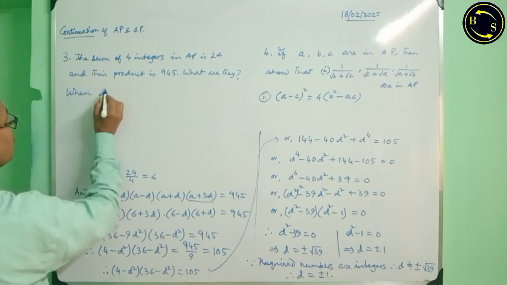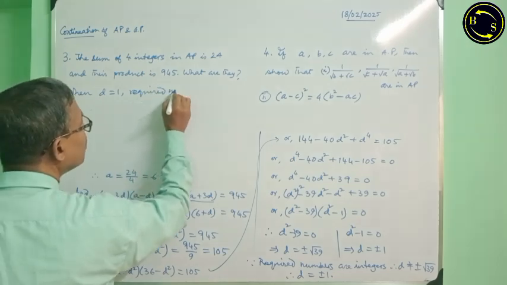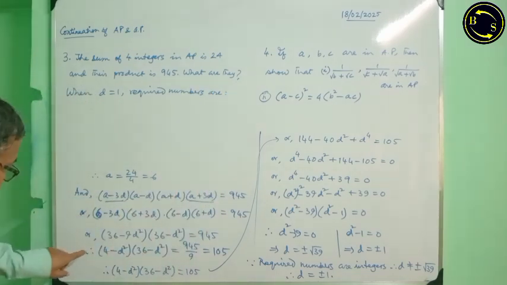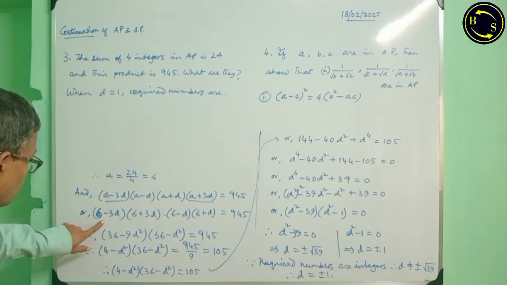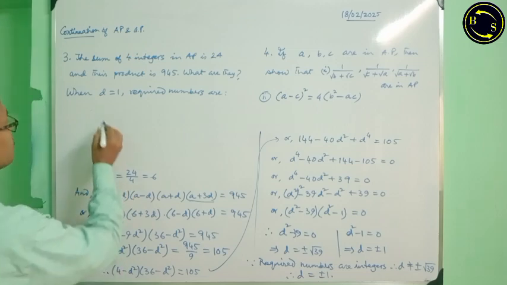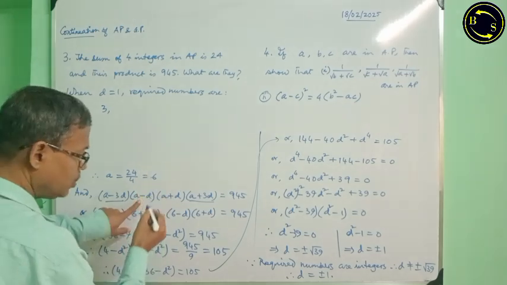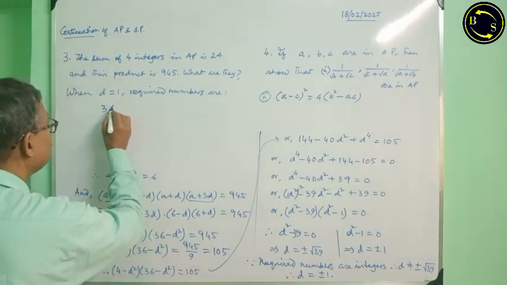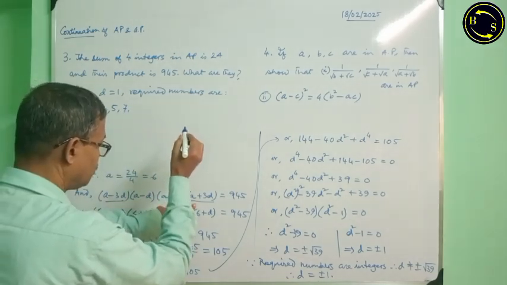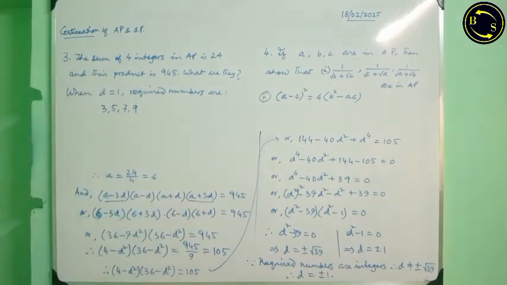When d equal to 1, required numbers are: 6 minus 3, that is 3; 6 minus d, 5; 6 plus d, 7; 6 plus 3, 9. So the numbers are 3, 5, 7, 9.